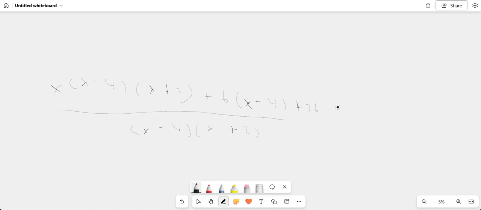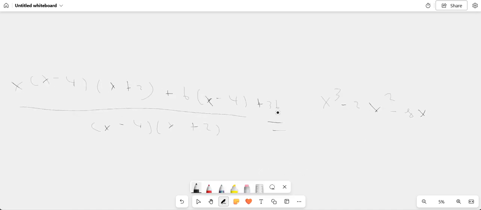X times x is x cubed. Expand this fully, you'll get minus 2x squared minus 8x. You just expand these two, and then times everything by x. So you'll get x squared minus 2x minus 8, and then times that by x, you get x cubed minus 2x squared minus 8x. And then plus, obviously, expand this, so 6x minus 24.